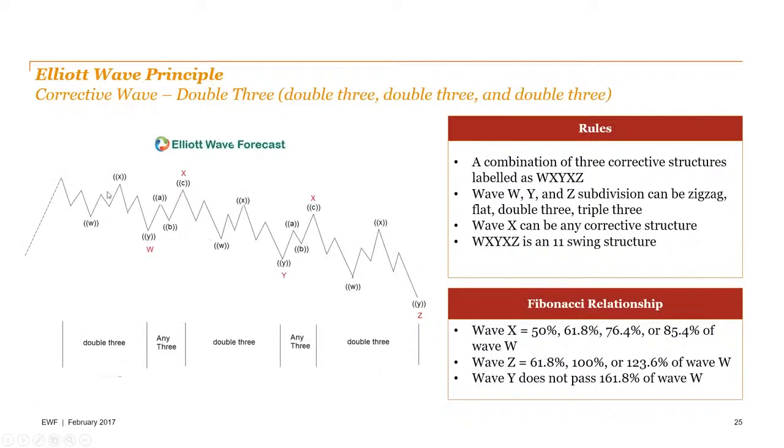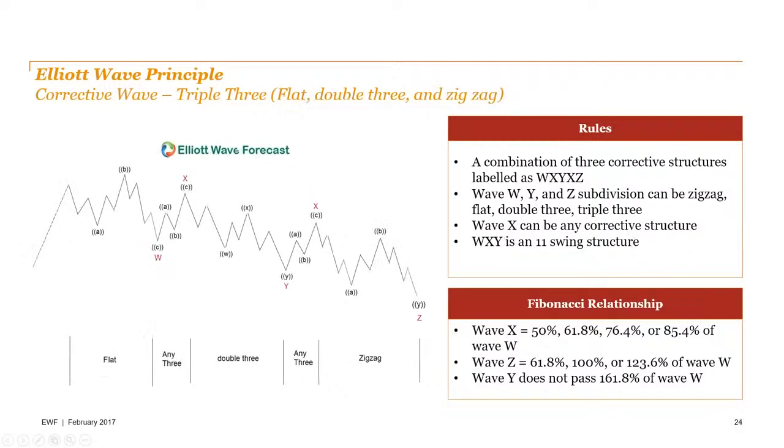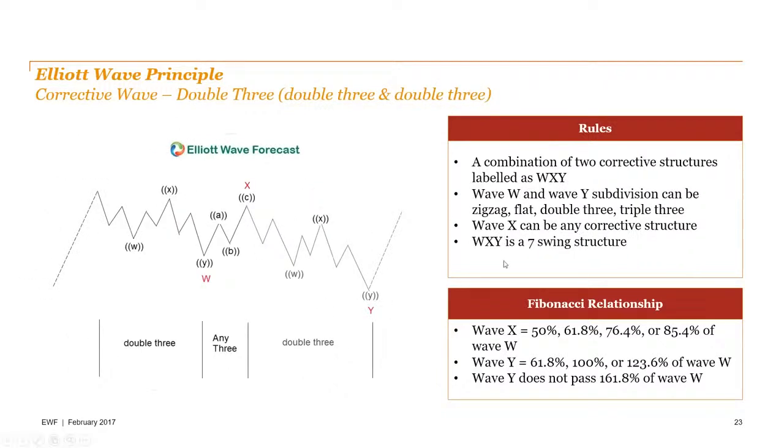Here's another example. This is a combination. All of them is a double 3. This is very common, by the way, in the market. So we have double 3 here, double 3 here, and double 3 here, and you combine them and become a WXYXZ, right? Now, in the market nowadays, the most common structure is this. This is the most common structure, WXY, where the subdivision is also itself another WXY of the lesser degree.